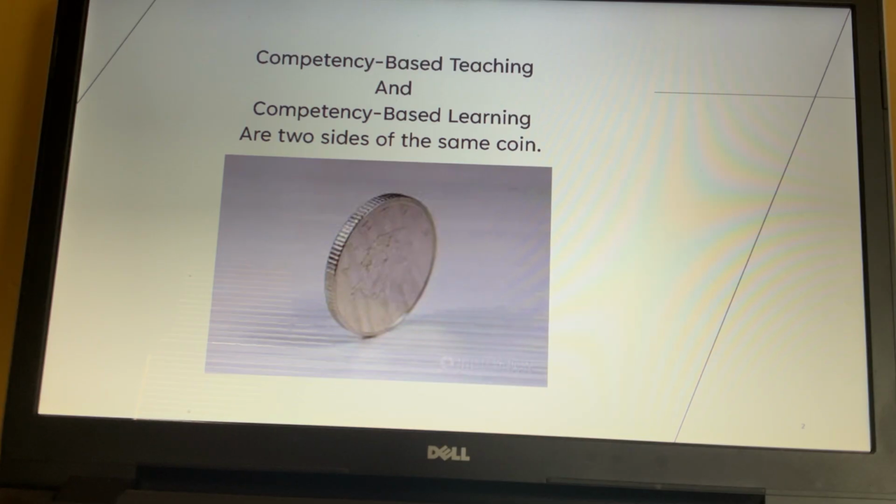Competency-based teaching and learning are two sides of the same coin. You cannot have one without the other. When we talk about competency-based teaching, we have to talk a little bit about competency-based learning as well, because one does not exist without the other. Whenever there is teaching of any kind, there is learning taking place. Sometimes the very thing we are teaching isn't what is being learned, but there is learning taking place there nonetheless.